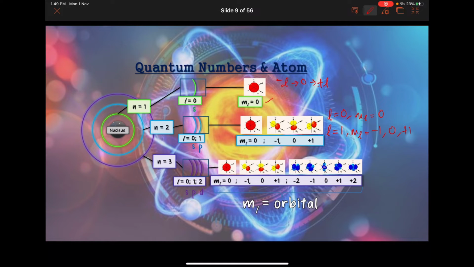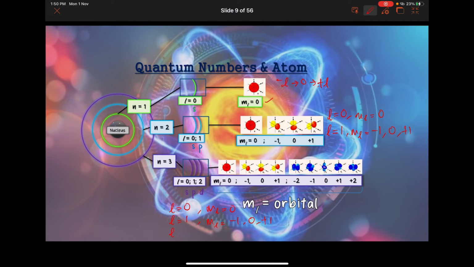For L 0, 1, 2 at n equal to 3, we have various ml values. When L is 0, ml is equal to 0. When L is 1, ml is equal to negative 1, 0 and positive 1.